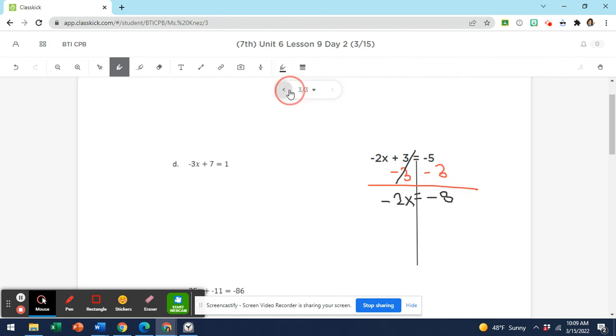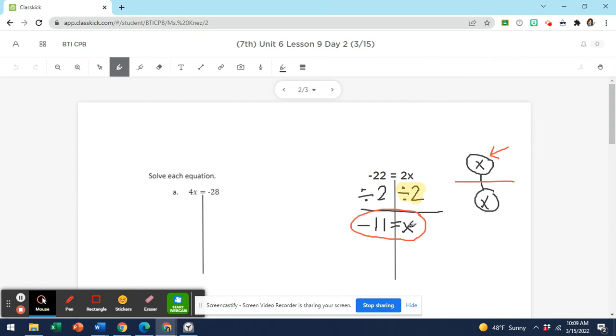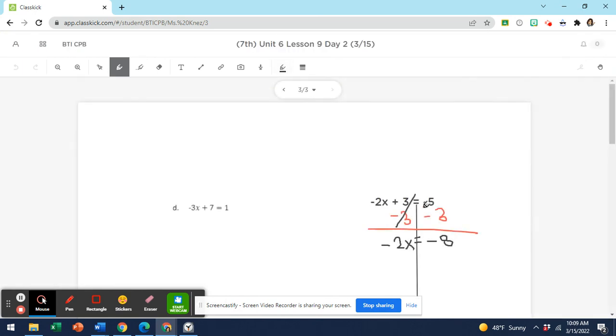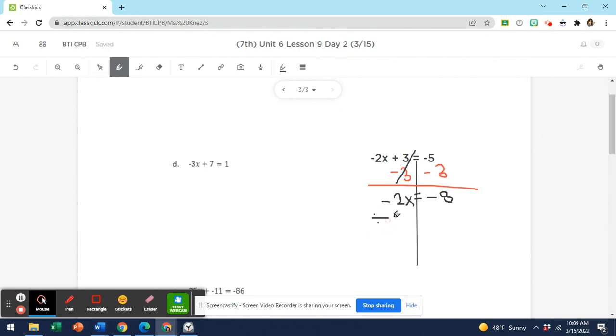And now I have something very similar to what we already did on slide 2, which is a multiplication question. And I can go ahead and divide both sides by negative 2, because if I divide negative 2 by negative 2, I end up with just 1x. And if I divide negative 8 by negative 2, I end up with x equals 4. Now we can always go back and check to make sure this makes sense. If x is 4, then I know that negative 2 times 4 is negative 8, plus 3 equals negative 5, and so I know this is the correct solution.